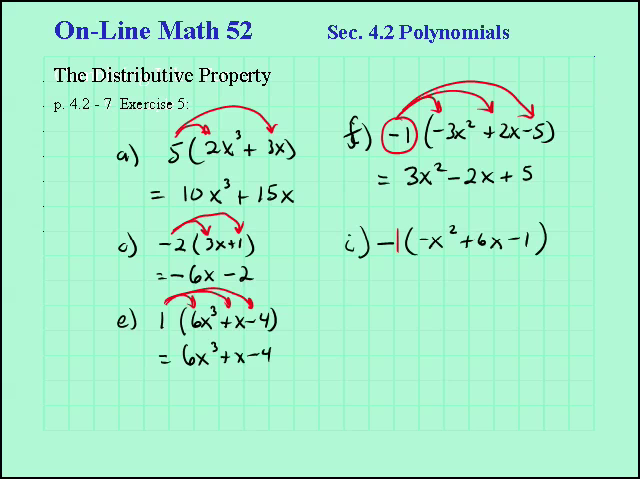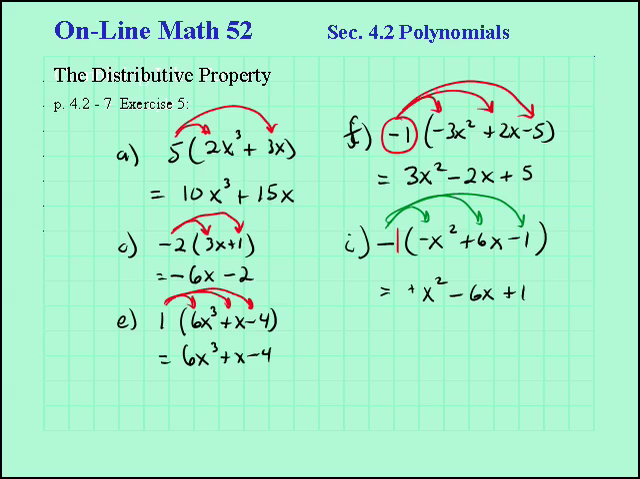And now we're going to distribute, I'll use a different color here, distribute negative 1 to each of those. Multiplying each by negative 1 makes this become a positive. And I'll put a plus sign there for emphasis. A positive x squared, a minus 6x, or negative 6x, and a positive 1. All right? So that's the distributive property quickly on page 4.2-7, exercise 5.